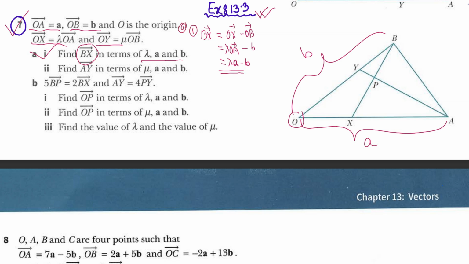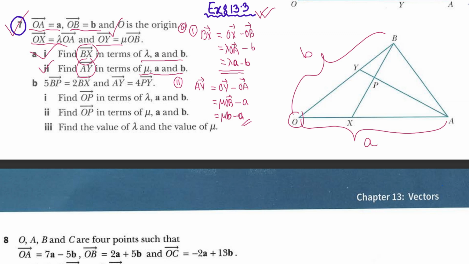BX we have done. Then the second part of this question is AY. It is written in terms of mu, so we need to use the OY part. In terms of position vectors, we can write AY as OY minus OA. OY is mu OB, and OA equals A. So AY is mu B minus A. This is our answer for the second part, and B and A are considered vectors here, which is why I make them bold.